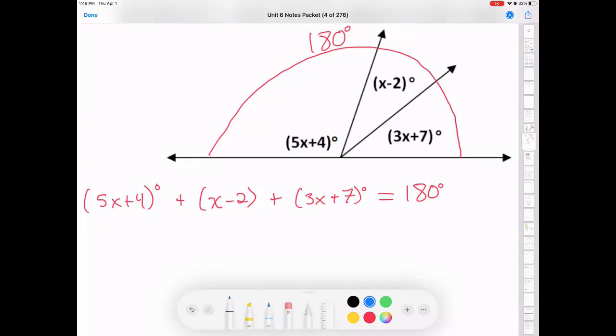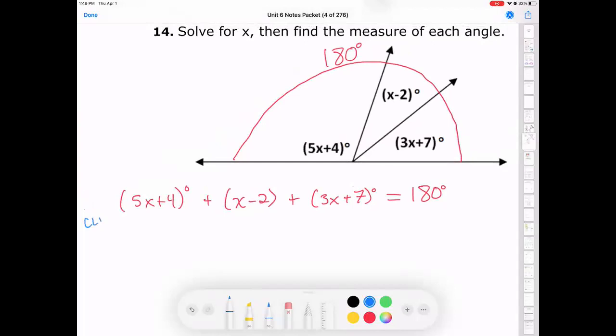Now typically we combine our like terms as our first step. So we're going to bring all of our x's together. We have 5 plus another 1. We're at 6. And then plus another 3. Grand total of 9 of those. So we have 9x. Now combining all of our numbers together, our integers, we have 4 plus negative 2. Well, that would be 2. And then plus 7 would be 9. So positive 9 equals 180 degrees.